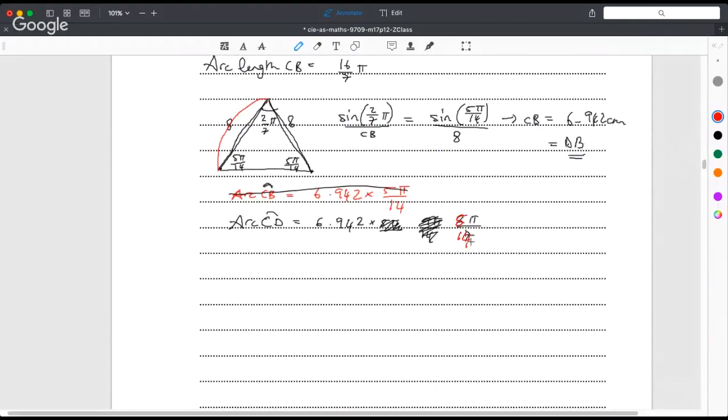Apologies for the confusion. So the full perimeter is going to be the radius of that, which is DB, the radius of that bigger circle, plus the line CD, plus the arc BC. And that'll be 28.1.